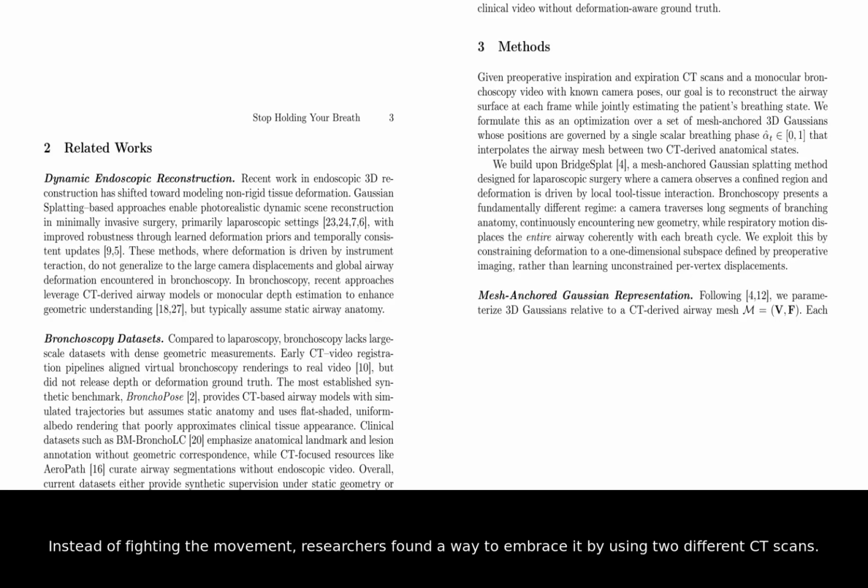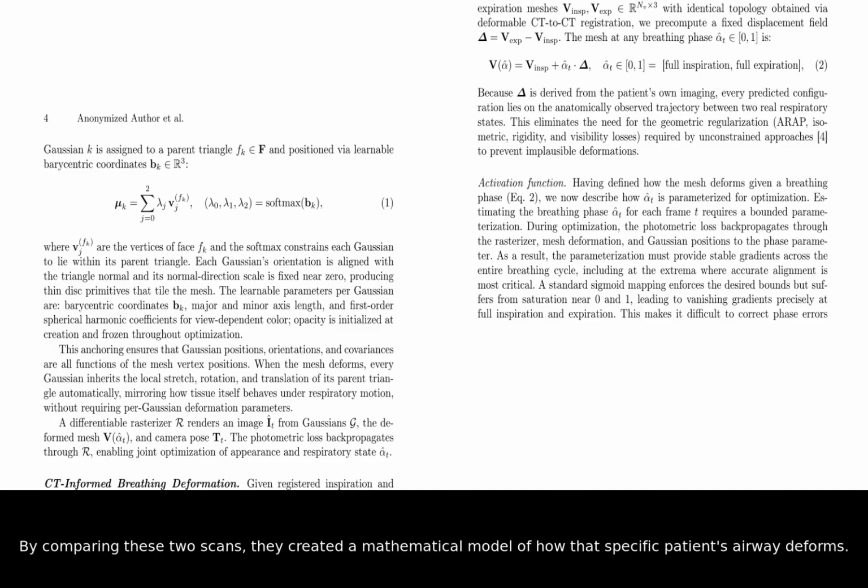Instead of fighting the movement, researchers found a way to embrace it by using two different CT scans. They take one scan for a full inhale and one for a full exhale to capture the entire range of motion. By comparing these two scans, they created a mathematical model of how that specific patient's airway deforms.